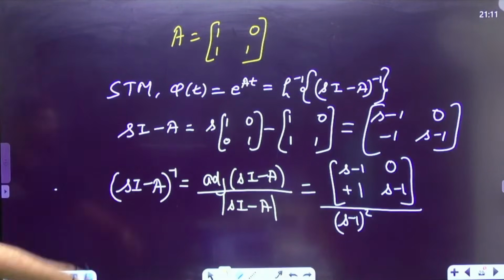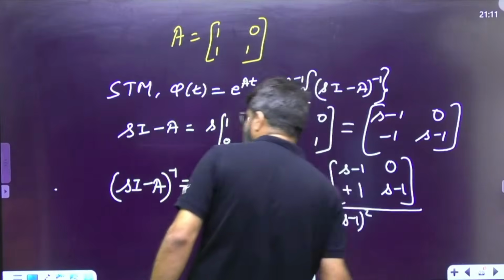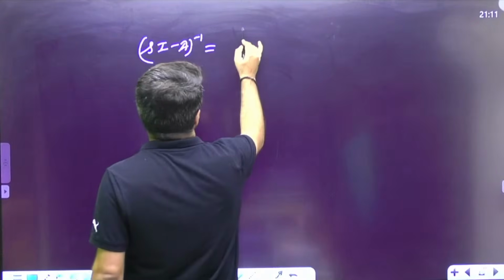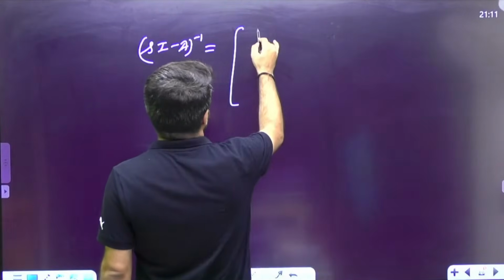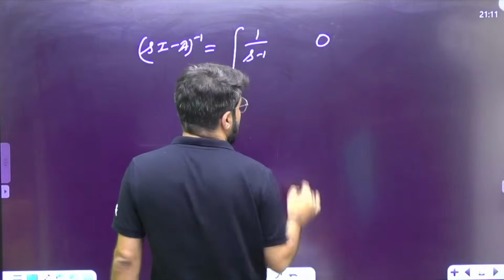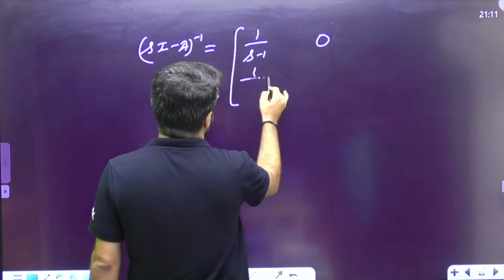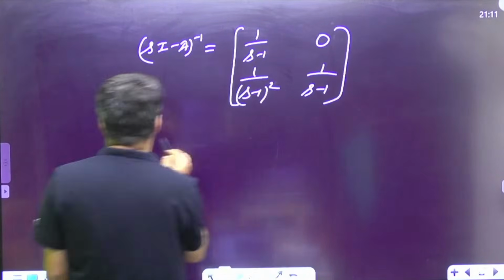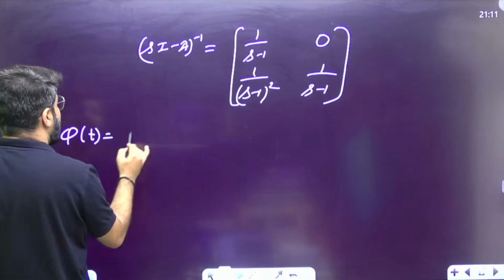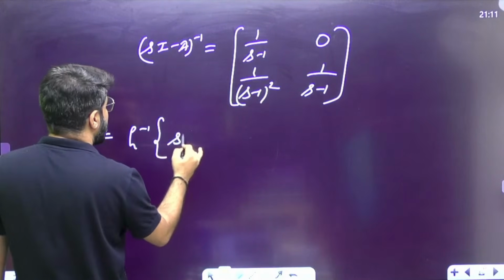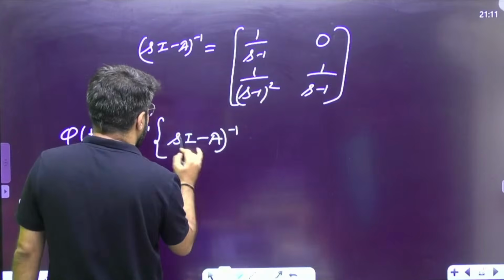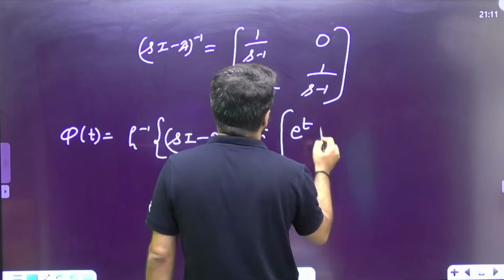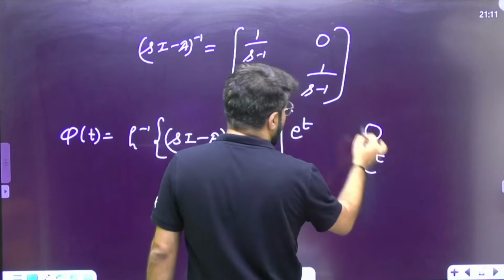Now I will shift this (s minus 1) square inside and divide every term. So what is this (sI minus A) whole inverse? When you divide every term, the first is 1 upon (s minus 1), then 0, then 1 upon (s minus 1) square, and the last term again 1 upon (s minus 1). So what is my final state transition matrix? It is the inverse Laplace of this. The inverse Laplace of 1 upon (s minus 1) is e power t, 0, again 1 upon (s minus 1) gives the last e power t.